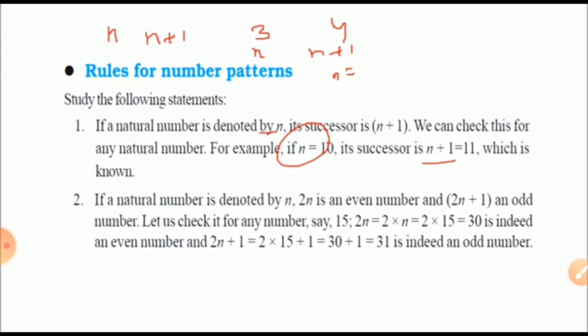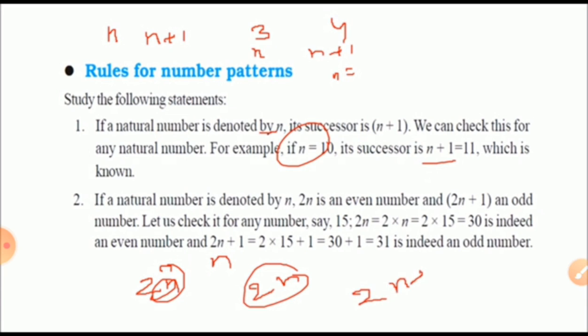Correct. If a natural number is denoted by n, 2n is an even number and 2n plus 1 is an odd number. Let us check this one. Take 15. 2n is 2 into n, that means 2 into 15, 30, which is indeed an even number, and 2n plus 1 is 30 plus 1, 31, which is indeed an odd number. Isn't it? So 2n and 2n plus 1. Any number you can check out for this one.